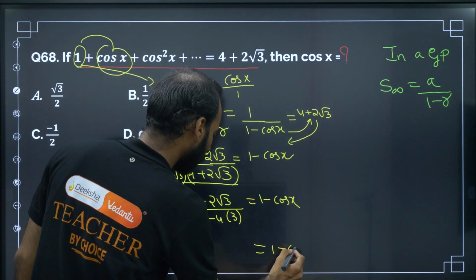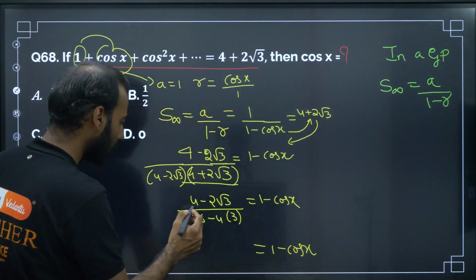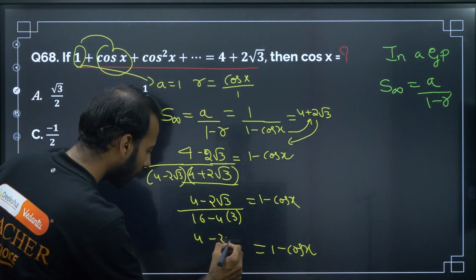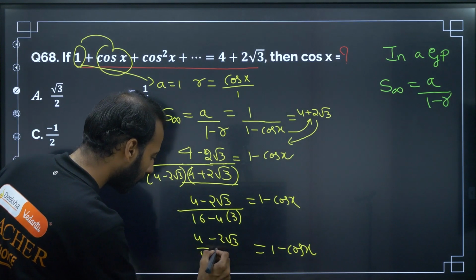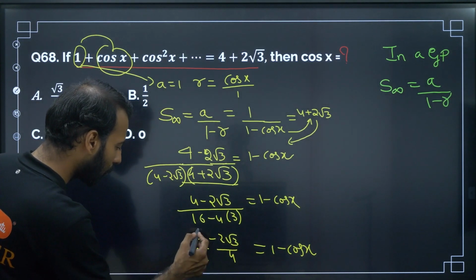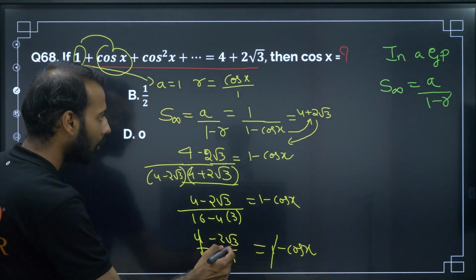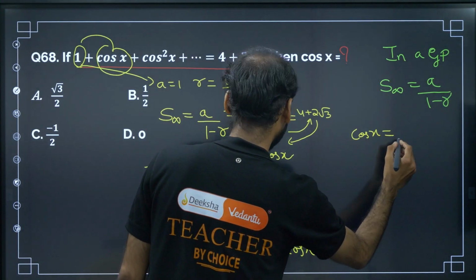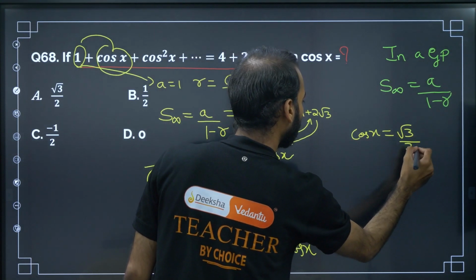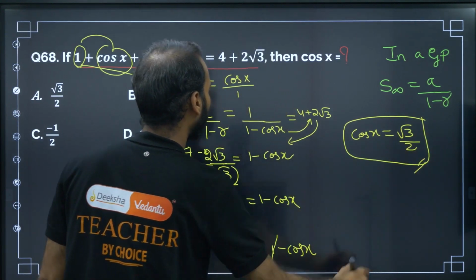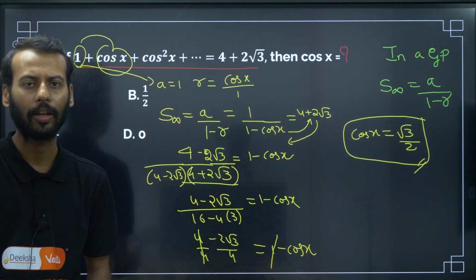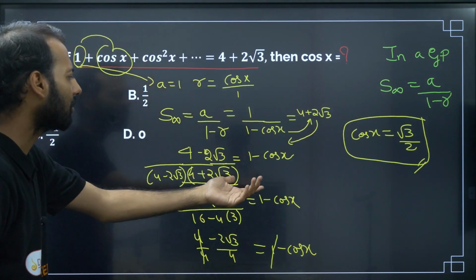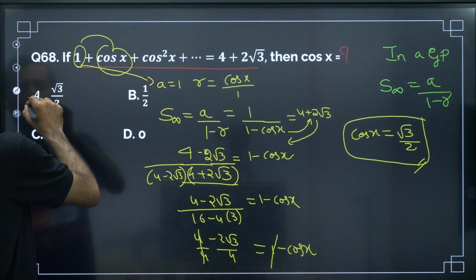So 1 minus cos x is, this is 4 by 4, so 4 by 4 is 1, and 1 and 1 I have cancelled. Here I am left with cos x is equal to root 3 by 2. They are asking to find the value of cos x, root 3 by 2. Easy problem. I am explaining in slow motion, but in the exam, if you know this one formula, just use it. Addition, subtraction, that's it. So root 3 by 2 is the answer.